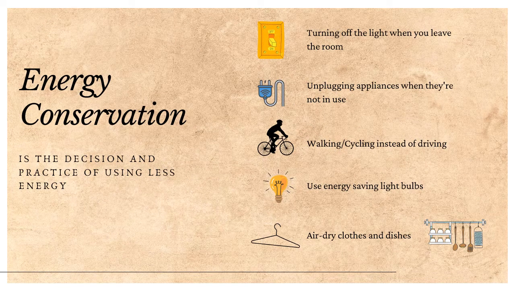Energy conservation is the decision and practice of using less energy. Here are some ways for you to conserve energy or be more energy efficient. Turning off the light when you leave the room, unplugging appliances when they're not in use, walking or cycling instead of driving. You may use energy saving light bulbs or air dry clothes and dishes.